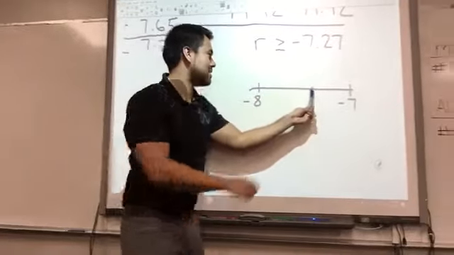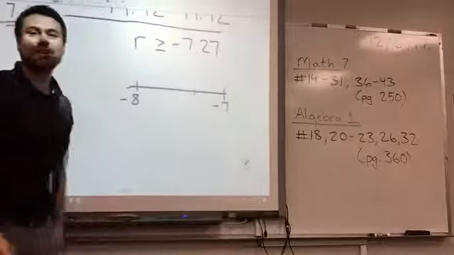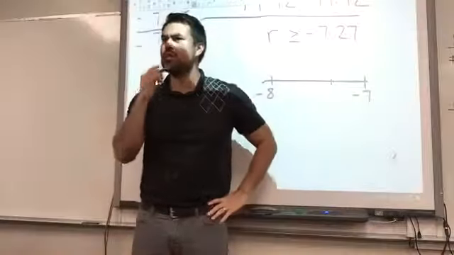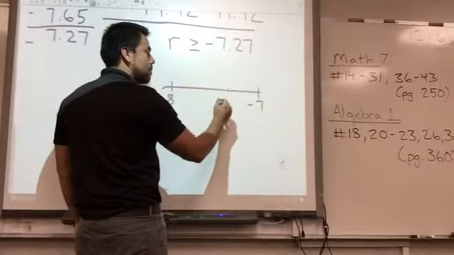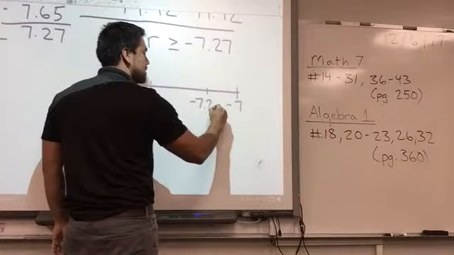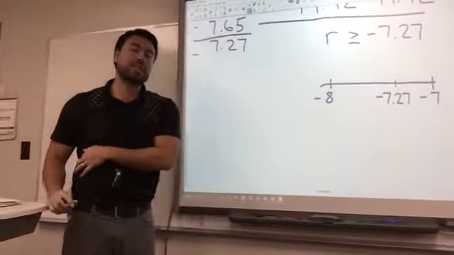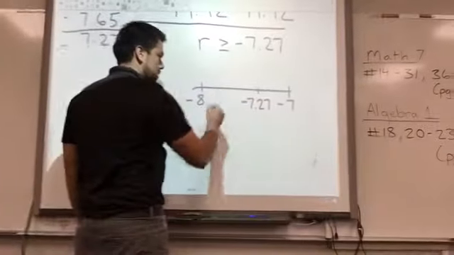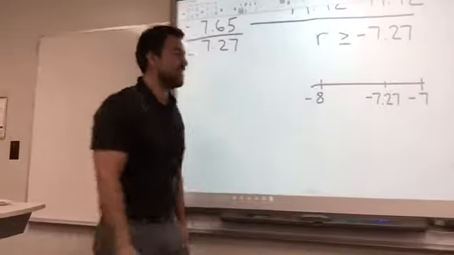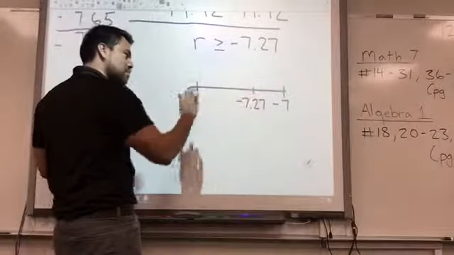Stop. Okay, too far, guys. Let's just go right here. I'm not going to get my ruler, just approximate it. -7.27, isn't that about -7 1/4? Yes. So it's about 1/4 of the way, from here to here. I would say it's about 1/3 away, but that's okay. It's pretty close.